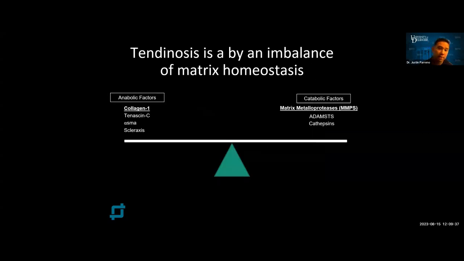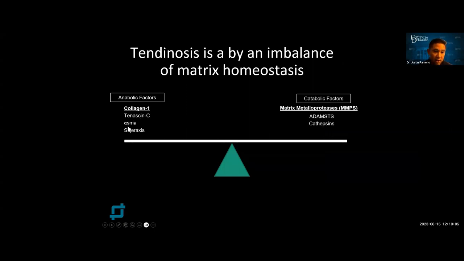Now, these cells are important in interacting with a matrix, and they exist in a physiological matrix homeostasis, such that under physiological conditions, there's a natural turnover of matrix molecules. The cells are producing anabolic as well as catabolic factors. These anabolic factors are things such as collagen type 1 and tenascin C, which make up the tendon matrix.